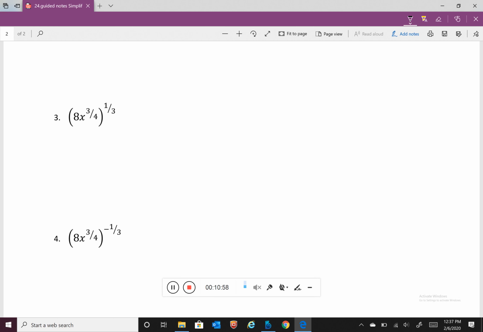Now notice 8 and x to the 3/4 are both inside our parentheses, so that means we're going to be using our power of a product rule, which means 1/3 is going to apply to both the 8 and to the x. So we have 8 to the 1/3, and we also have x to the 3/4 raised to the 1/3.